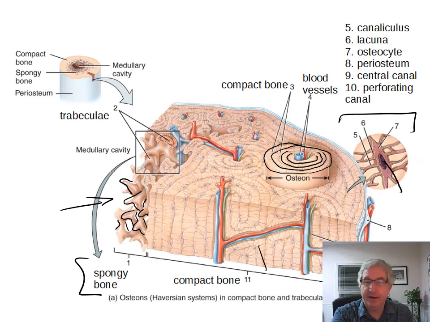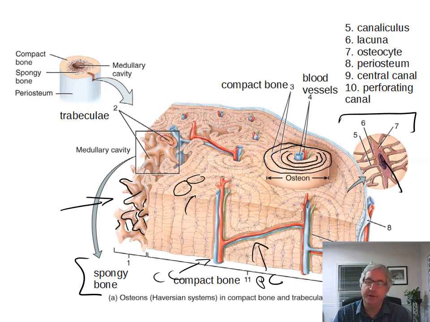So here's a perforating canal here. Here's a central canal here. So that's a central canal. This is a perforating canal. And you can see, like, here's a lacuna with an osteocyte here. Here's a lacuna with an osteocyte. And then you see all the little canaliculi there. So you can easily see the lamellae, canaliculi, osteocytes inside the lacuna, and the central canal. And so that's what compact bone looks like here.